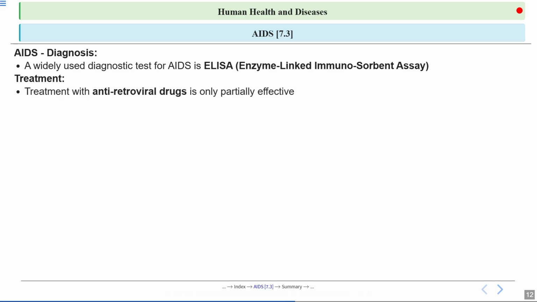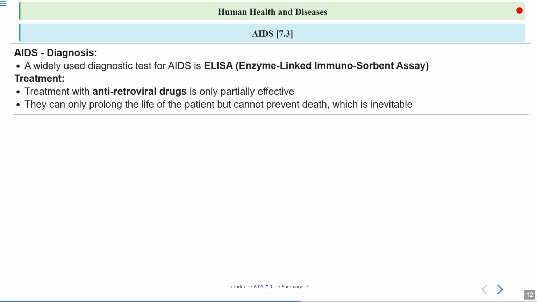Now the main approach for treating AIDS is with antiretroviral drugs. These medicines work by slowing down the multiplication of the HIV virus in the body. However, they can't completely stop the virus or remove it from the body. Even with antiretroviral drugs, the treatment can only extend the patient's life and improve its quality for some time. Unfortunately, these drugs cannot prevent the eventual outcome, as the disease is still fatal. So there is no cure for AIDS. Only the symptoms can be managed by antiretroviral drugs.